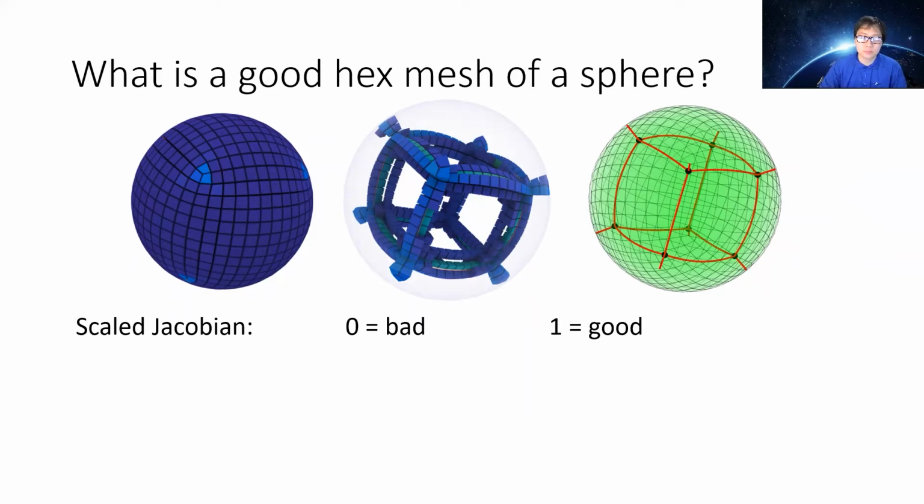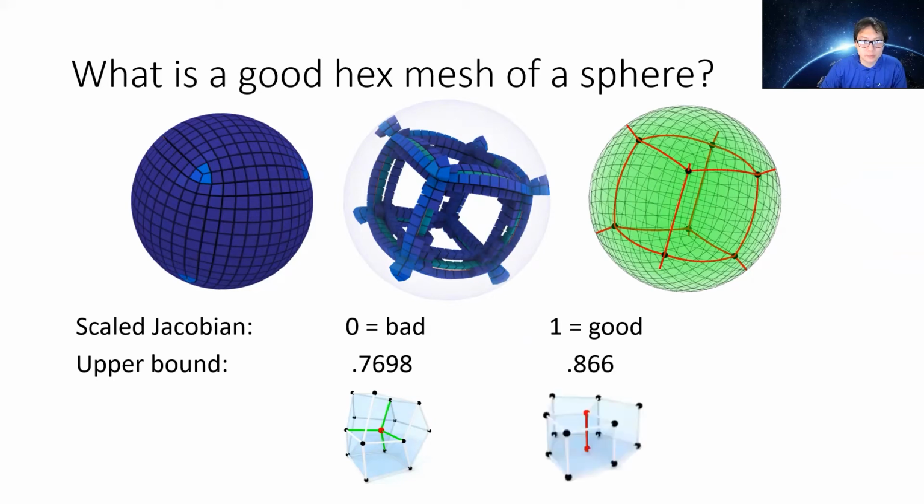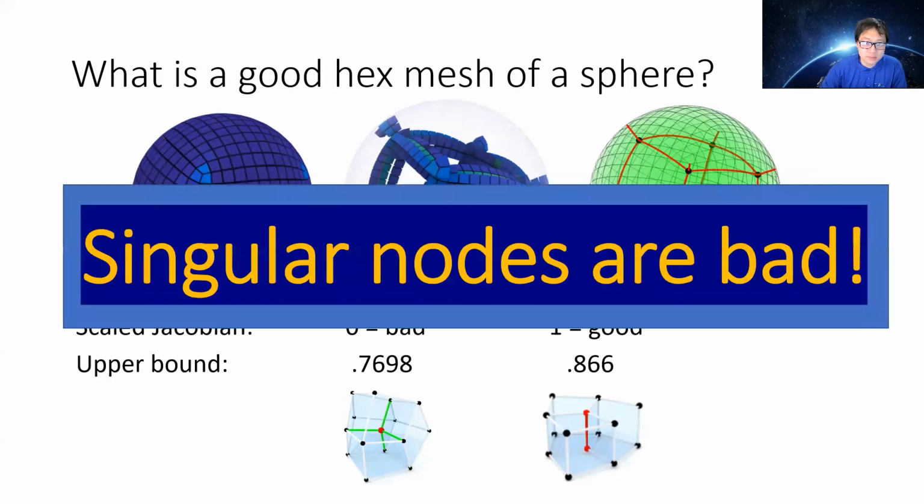Then we can compute an upper bound for the scale Jacobian of the singular elements of this hex mesh. So this mesh has 8 singular nodes, and by a symmetry argument, you can get that the upper bound of the scale Jacobian for this singular node is 0.7698. For the singular curve, though, the upper bound is 0.866. So at least according to this metric, what you can take away is that the singular nodes are a bad thing in a hex mesh. In other words, a singular node forces you to have a smaller scale Jacobian, thus higher distortion in your mesh.